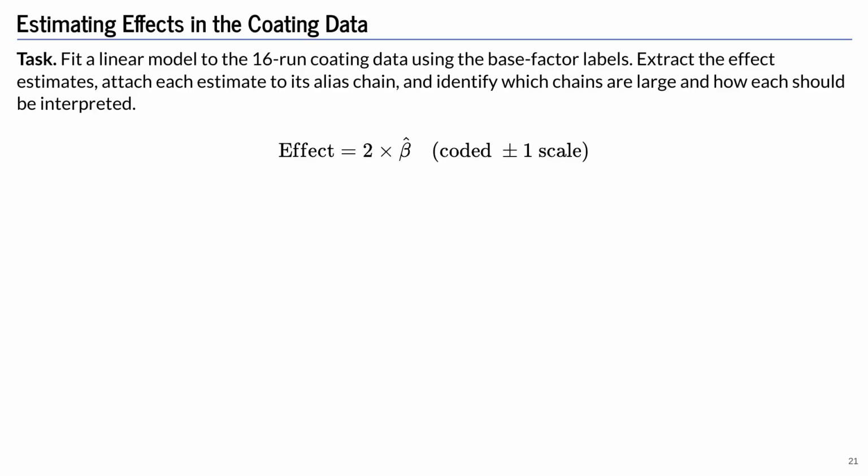Importantly, no unresolvable two-way collision appeared among the large chains. The resolution 5 structure protected us. Every large estimate could be attributed to a specific low-order effect without ambiguity.